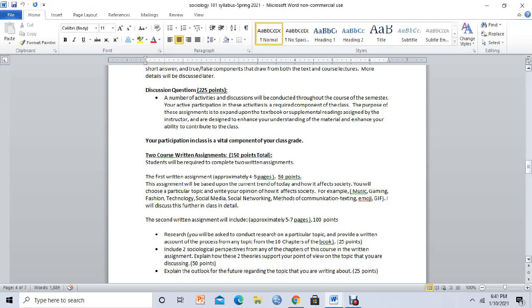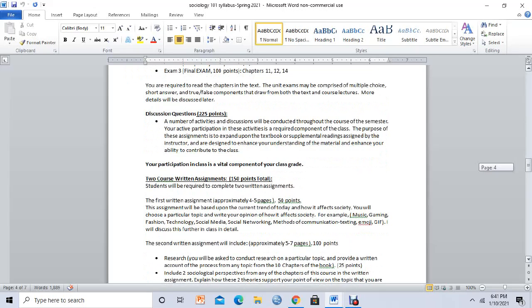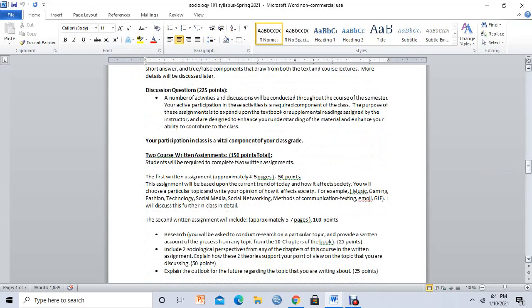This is 225 points. Let me go back over this again. So if you have 3 exams worth 300 points, and you have discussion questions, 225 points, it's a total of 675. If you do not do the discussion questions, you're losing 200 points. They're every week. I have them posted up. I'm going to go over some. They're every week and go into detail. I need you to complete the discussion questions.